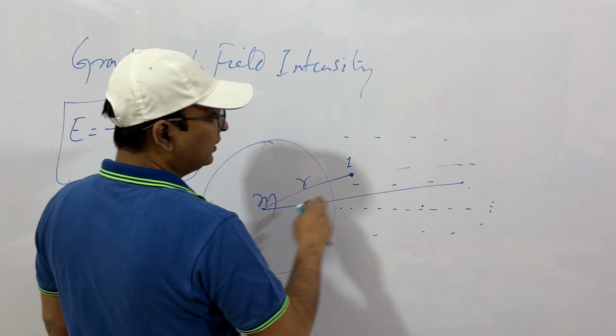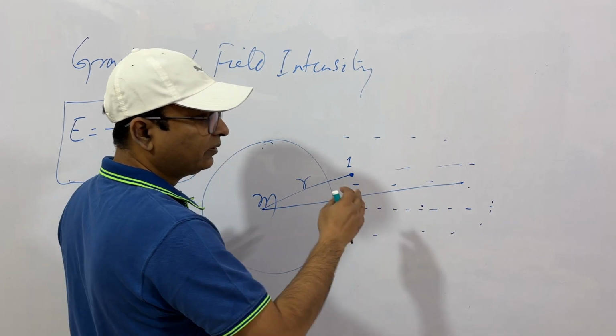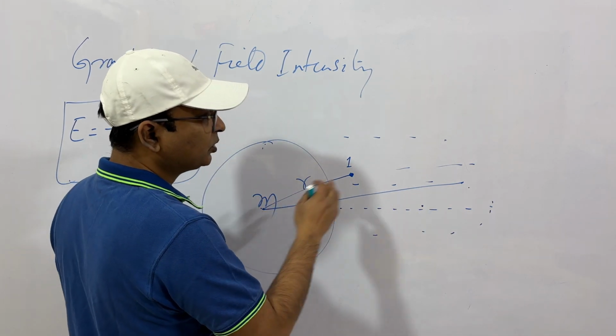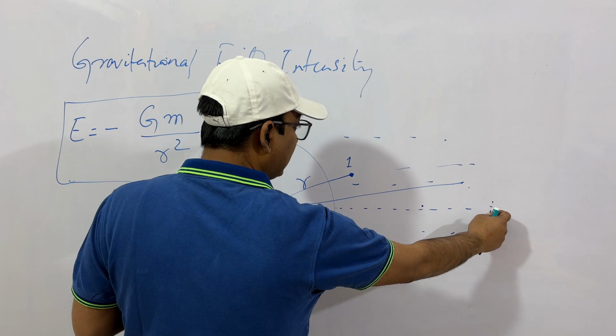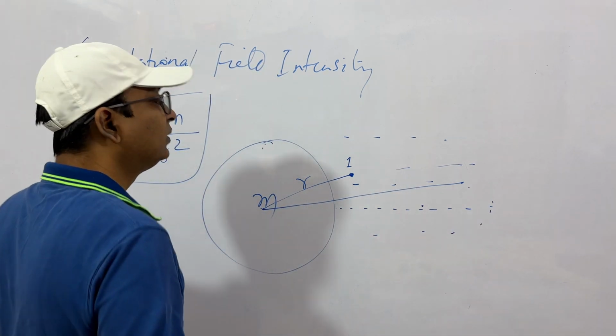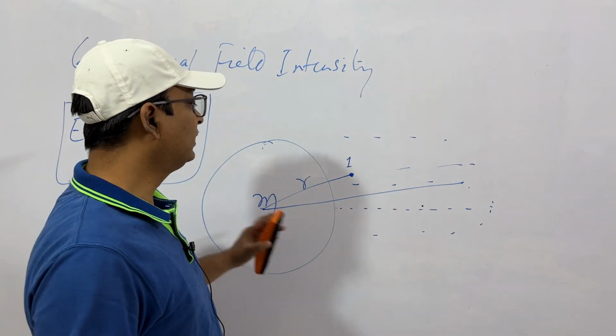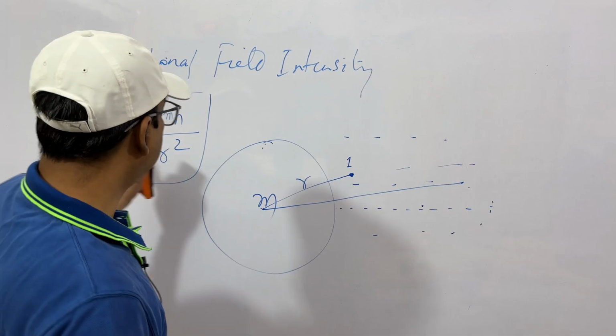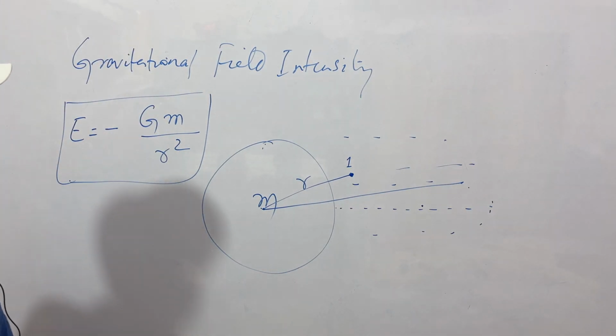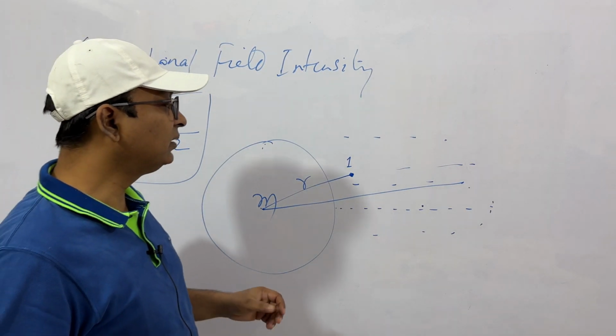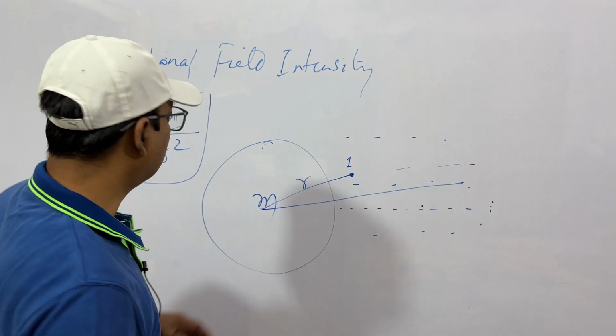Field is what? The point up to which we have this gravitational force perceptible. This force can be experienced at this point. So that is the field, and its intensity is this Gm by r square. That is the force experienced by a unit mass at a distance r.